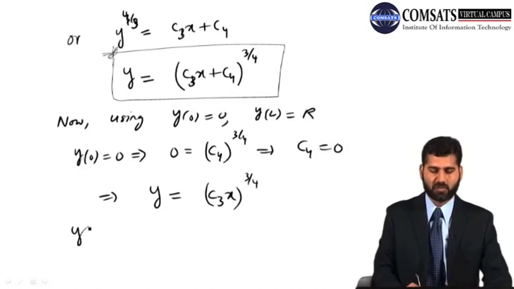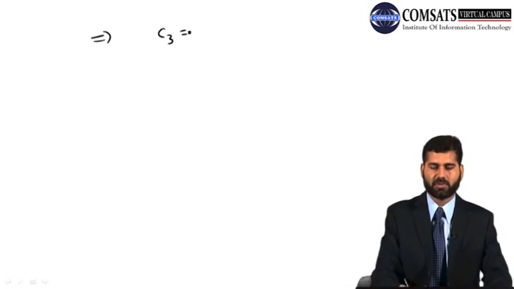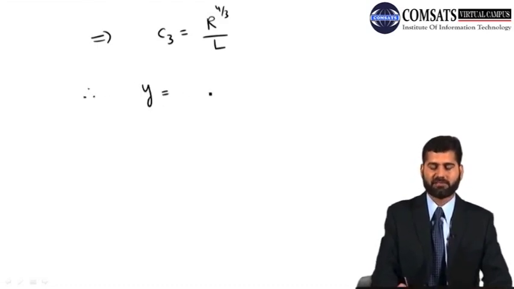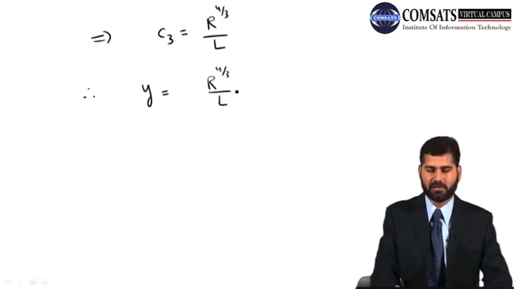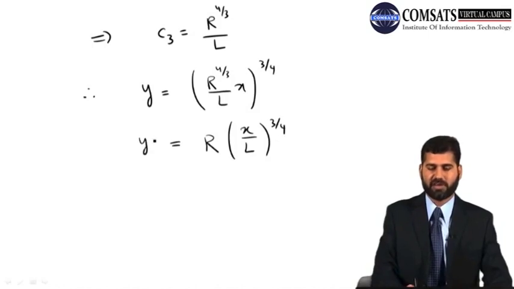All right. Now use y at L is equal to R. So it means y is R and x is L to the power 3/4. So from here I can obtain the value of C3. So this implies C3 is equal to R to the power 4/3 divided by L, right? So therefore y takes the form C3 x to the power 3/4. So you got R outside and x by L to the power 3/4. So this is your y of x.